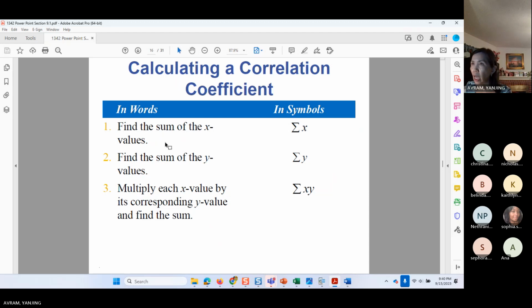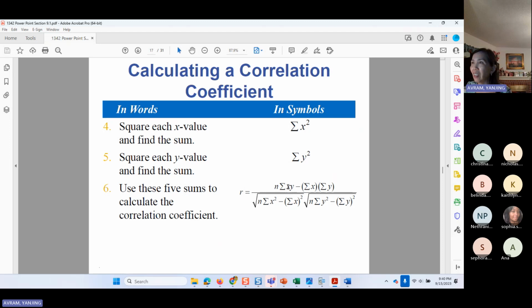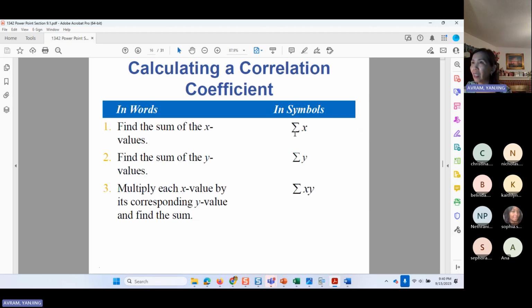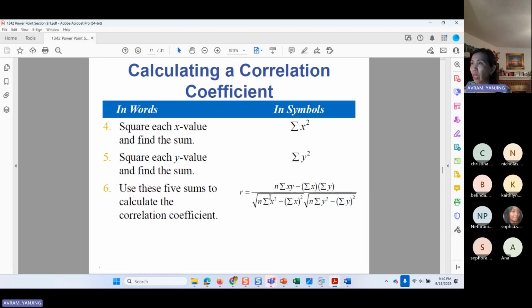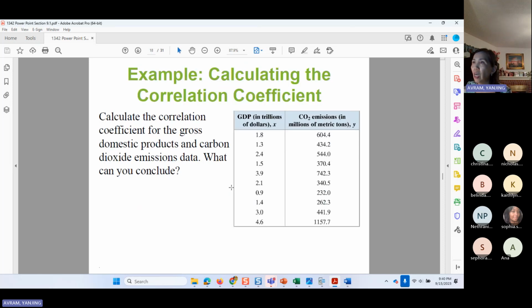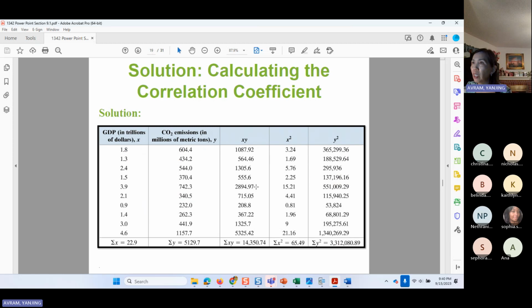Okay. This is showing you the steps to find R, but we are not going to ask you to calculate this by hand. All right, so sigma X is the sum of the X values. This is the sum of the X times Y. So you must multiply X and Y for each pair first before you add them. Okay, so that is the correlation coefficient formula. We're going to use this to find the correlation coefficient.